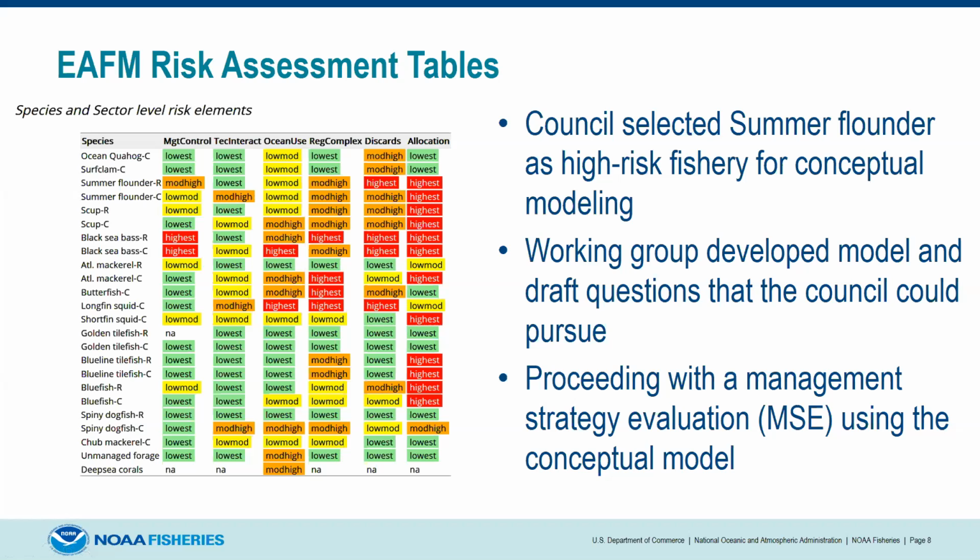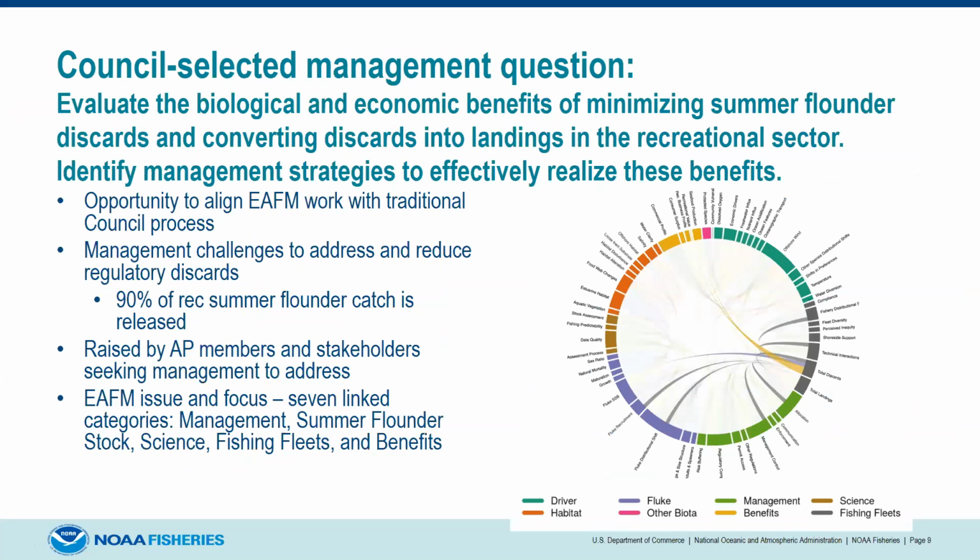And so the council took a look at this and decided that they really wanted to take a look at summer flounder, which was associated with most of the risk, or a decent amount of risk that they found in their system. And so they convened a working group which developed a conceptual model and came up with some draft questions that the council could decide to pursue. And this is now proceeding on from the conceptual modeling to management strategy evaluation. And so here you can see actually the conceptual model. It's probably a little hard for you guys to make out on your screens here.